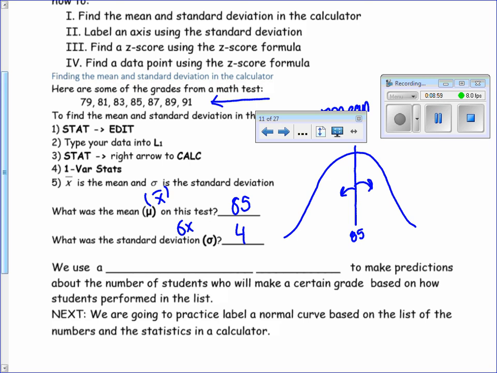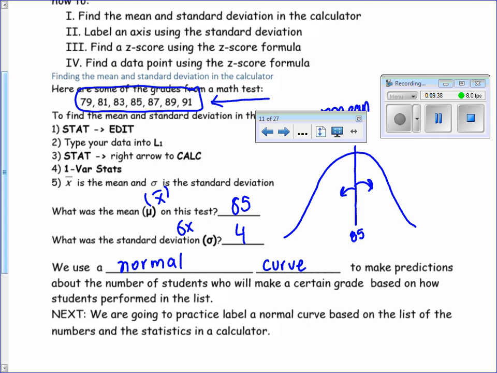One of the next things we're going to do is to identify the parts of the normal curve. And then we're going to go back for the second part, and we're going to pretty much graph the percentages, be able to look at the percentages of people that fall within a certain score range. So we use the normal curve. That's what it's called. It's just this bell-shaped curve to make predictions about the number of students who will make a certain grade. So we use it to make predictions about statistics in general. All right.